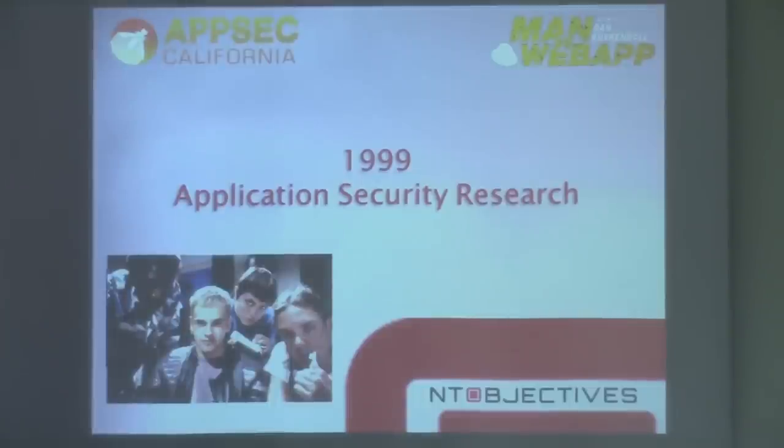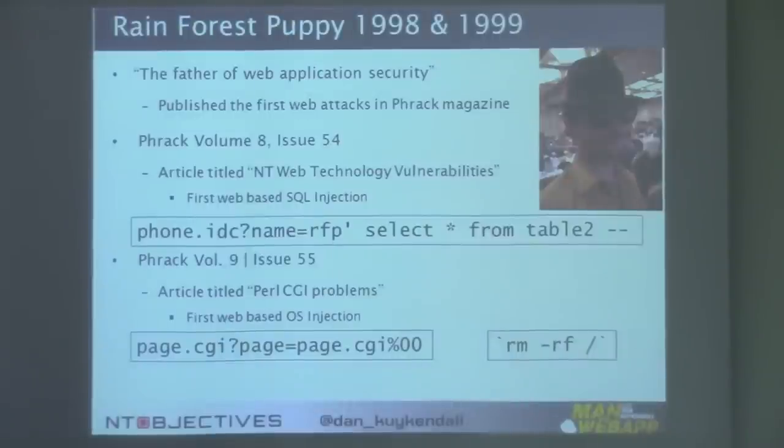So AppSec research in '99 is really where we were hitting a lot of the fundamentals. Most of this came from RFP, Rainforest Puppy, whom we call the father of web app security. Those issues in Phrack Magazine, if many of you remember this, back in the day, really started teaching us about the issues with CGI security, the CGI problems.